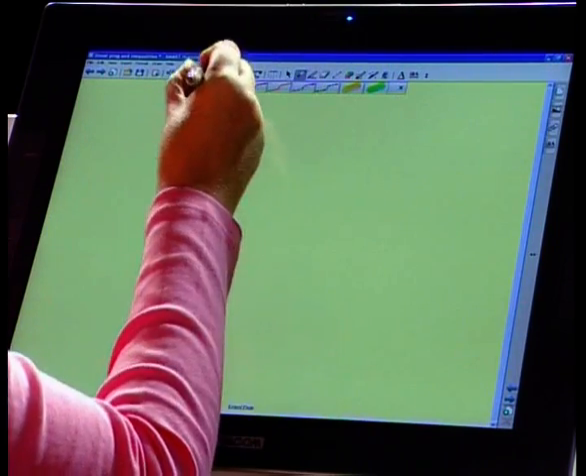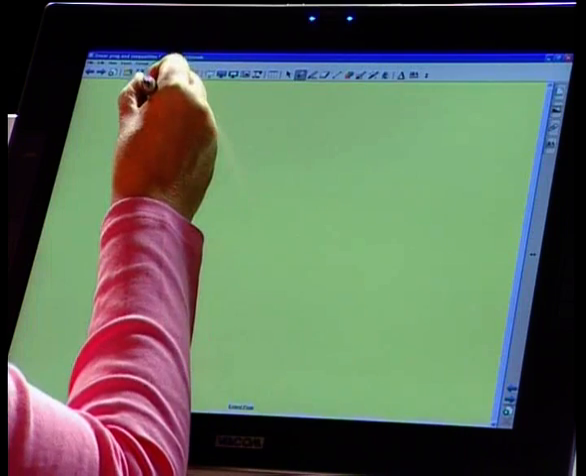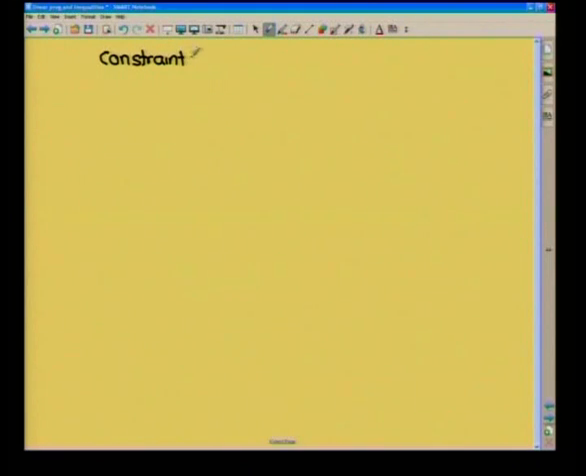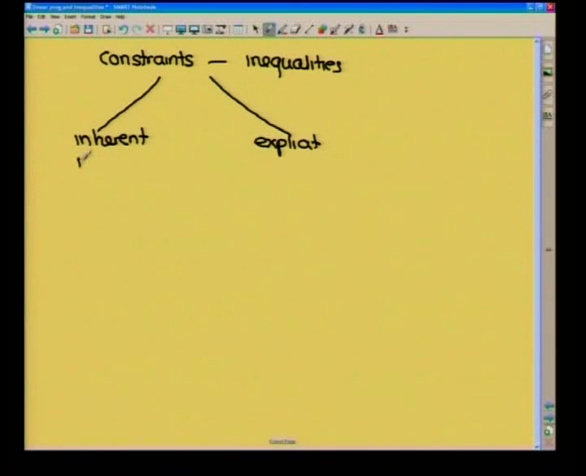Right, just before we do that, I just want to talk a little bit about the jargon. As mentioned earlier on, we talk about constraints. And those are the actual inequalities. Now, just before we move off that, I want to say that there are two kinds of constraints. We have what we call the inherent, and then, if you like, explicit. If you want to use the word implicit here, you can also use that word.